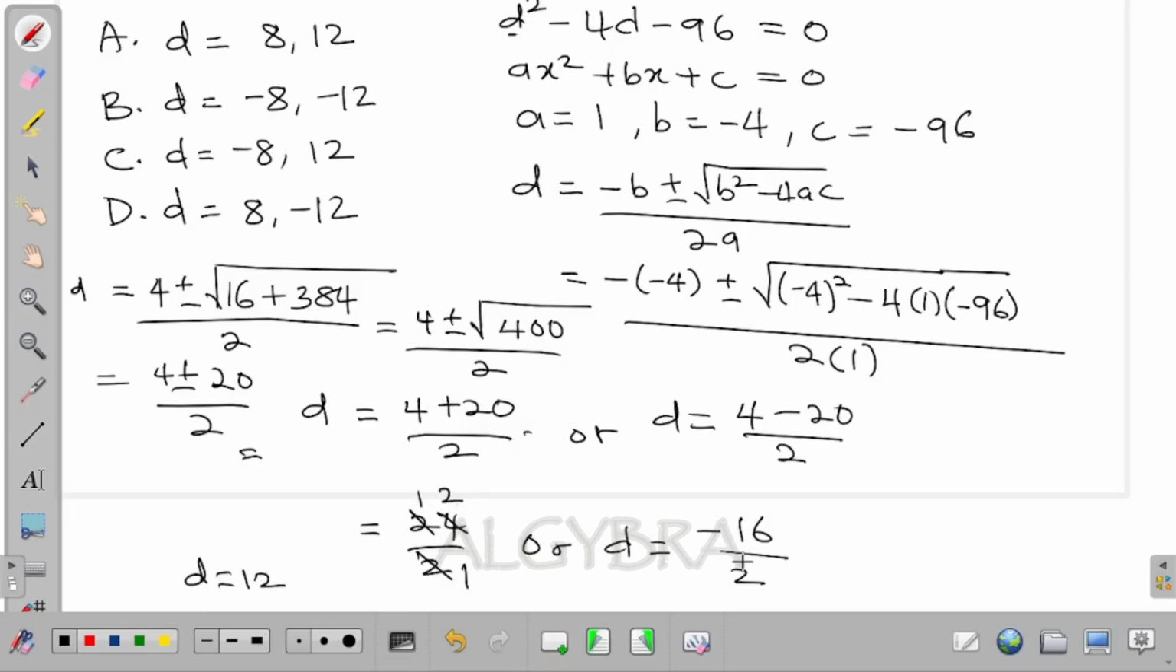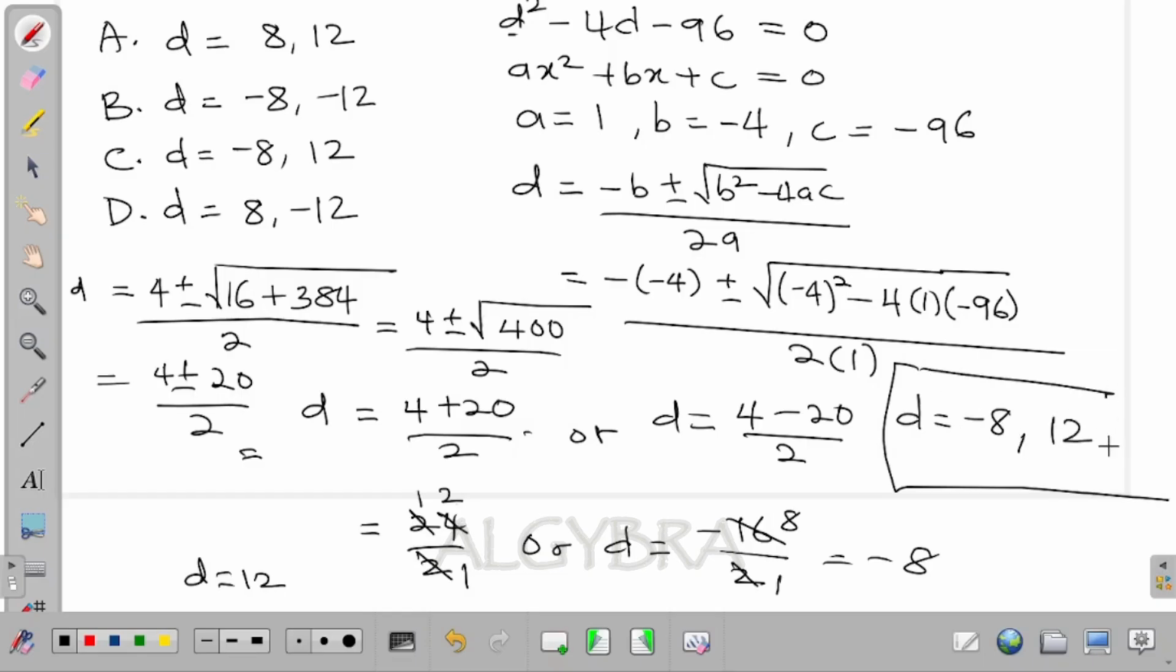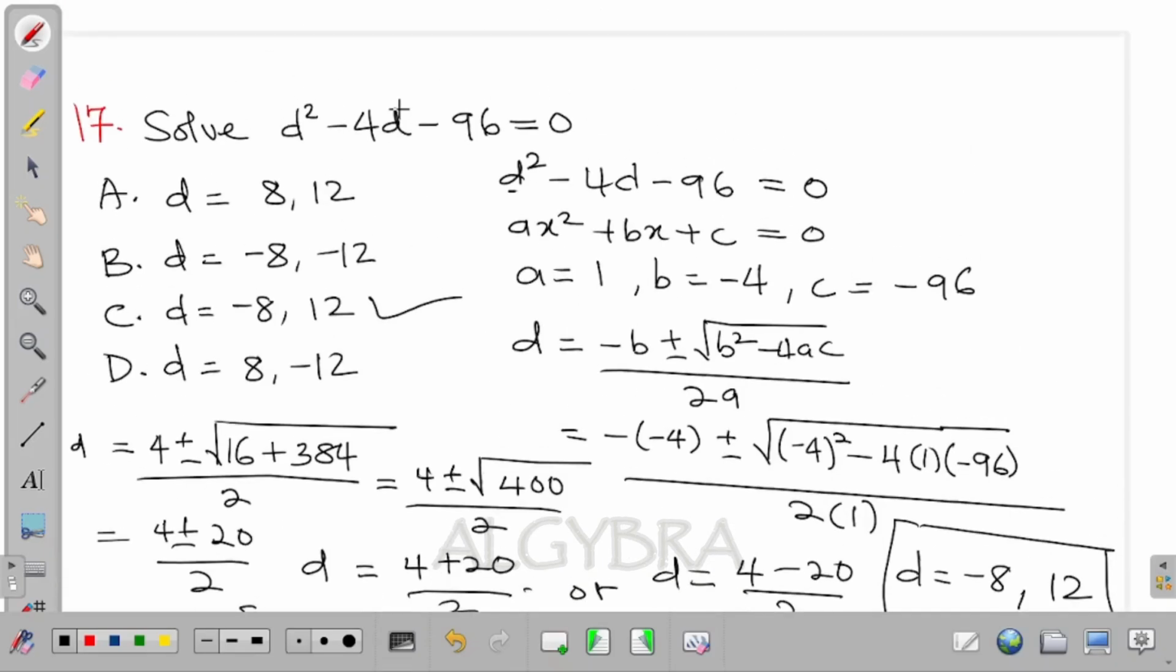Now for the second one, there's a 2 in 2, which is 1, and a 2 in 16, which is 8 times. So we have that d is equal to minus 8. So d is either minus 8 or d is equal to 12. Which one actually satisfies this? Minus 8 and 12, that's option C. So for our particular question, option C is the correct answer.